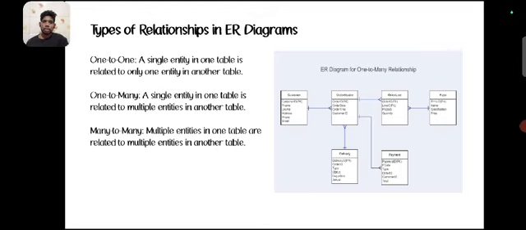Next, types of relationships in ER diagrams. One to one relationship: a single entity in one table is related to only one entity in another table. Now, one to many: a single entity in one table is related to multiple entities in another table. Now, many to many: multiple entities in one table are related to multiple entities in another table.